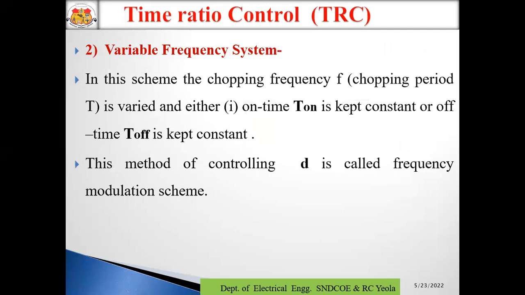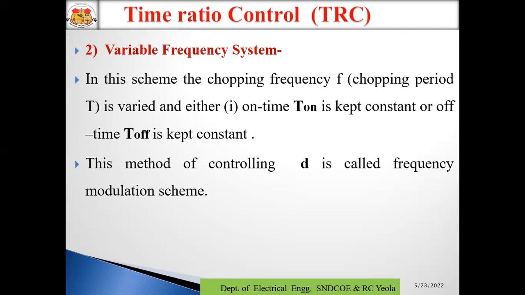Now the second time ratio control method is the variable frequency system. In this type of control scheme, the chopping frequency f, or the chopping period T, is varied, and either the on time is kept constant or the off time is kept constant. This is different from the constant frequency system. In the constant frequency system, we can vary only the T on time, but in the variable frequency system, either the on time is constant or the off time is constant. This method of controlling the duty cycle is called frequency modulation.